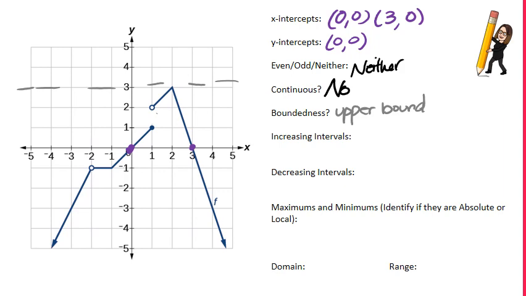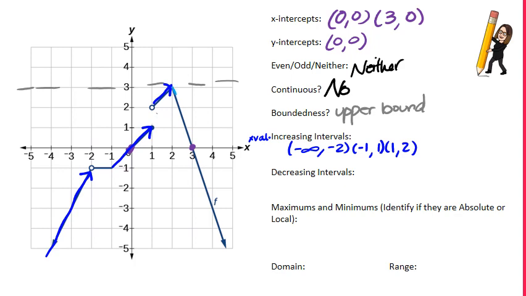Increasing intervals. When am I increasing? I'm going to read left to right. As I trace with my finger, I'm increasing to here, and then I'm increasing to here, and then I'm increasing to here. And that's the only time I'm going up. So increasing intervals: I'm increasing from negative infinity to negative 2, parentheses. I'm increasing from negative 1 to 1. And then I'm increasing from 1 to 2. Remember, these are all x values that I'm using here. Notice I have that break at the 1 because I have a break at 1.